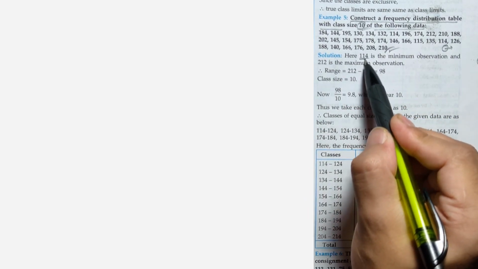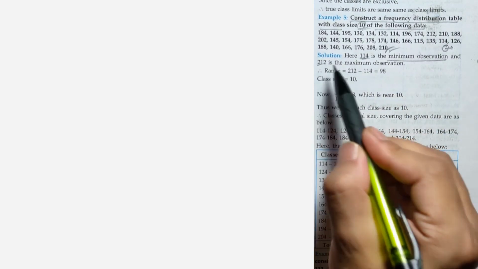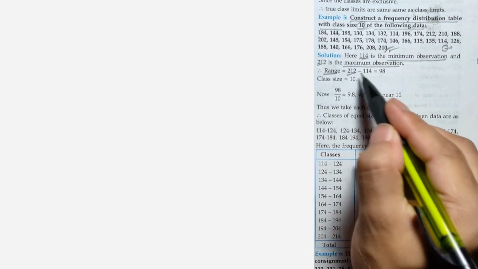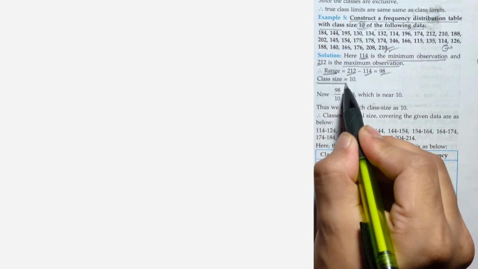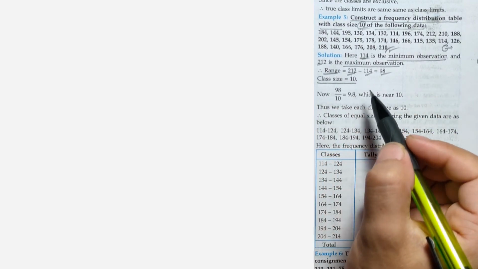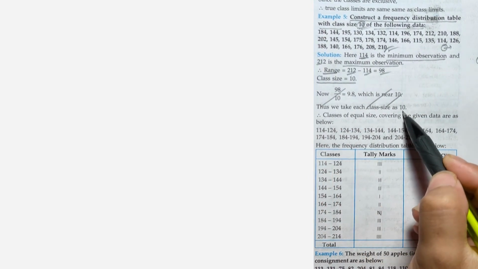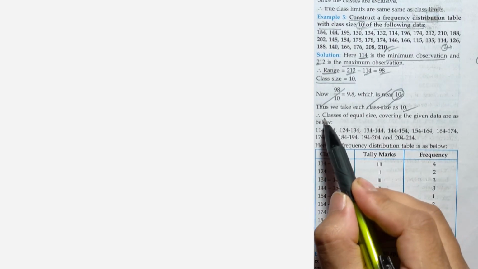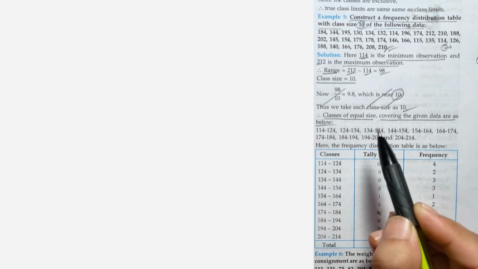Here 114 is the minimum observation and 212 is the maximum observation. So range is maximum minus minimum observation. So 212 minus 114 is 98. Now they have given that the class size should be 10. So this part is not required because the class size is already given, so we don't need to calculate the class size.